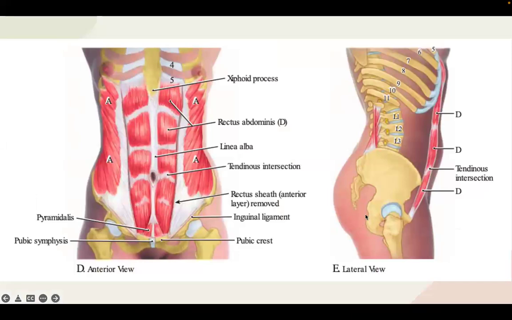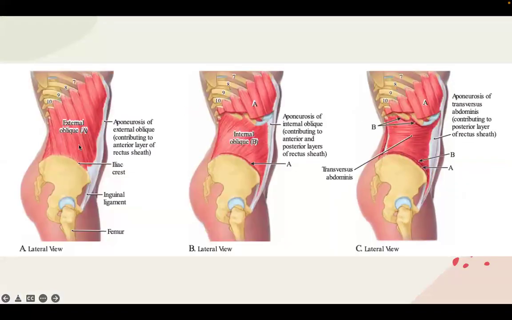The structural integrity of this area is maintained by 4 primary muscles. On either side of the midline is the rectus abdominis muscle. Moving from superficial to deep on the lateral aspect, we find external oblique, internal oblique, and transversus abdominis muscle. Understanding this is critical for understanding surgical entry.